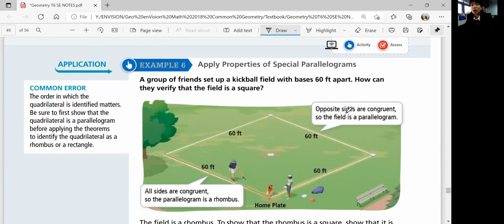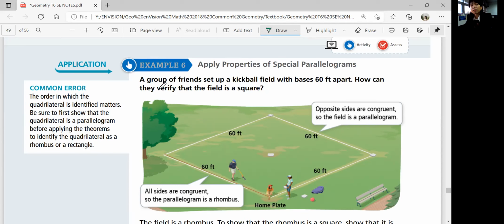Application, the last example. Apply properties of special parallelograms in real world problems. First of all, you need to keep in mind that the order in which the quadrilateral is identified matters. So be sure to first show that it's a parallelogram before applying the theorems to identify the quadrilateral as a rhombus or a rectangle. Because if they just say it's a quadrilateral, then you don't know if it's a parallelogram. First, you need to show it's a parallelogram and then apply the special parallelograms.